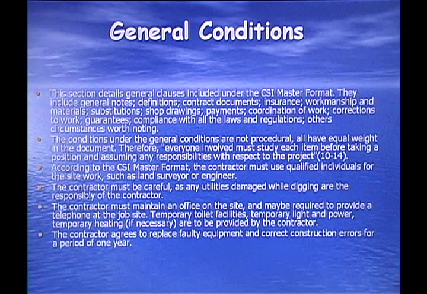According to the CSI master format, the contractor must use qualified individuals for the site work, such as a land surveyor or engineer. The contractor must be careful, as any utilities damaged while digging are the responsibility of the contractor. The contractor must maintain an office on the site and may be required to provide a telephone at the job site. Temporary toilet facilities, temporary lighting and power, and temporary heating, if necessary, are to be provided by the contractor. The contractor agrees to replace faulty equipment and correct construction errors for a period of 1 year.